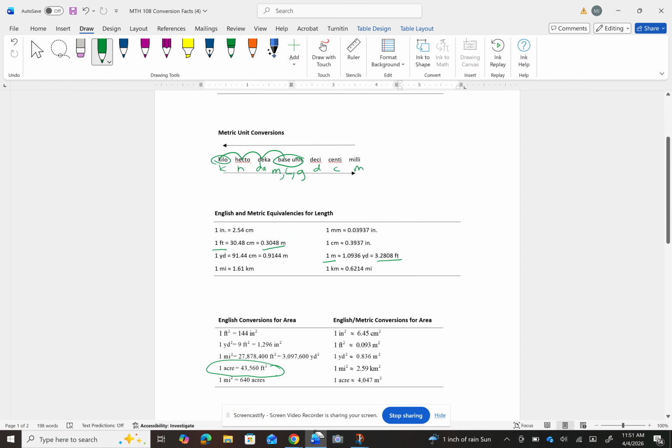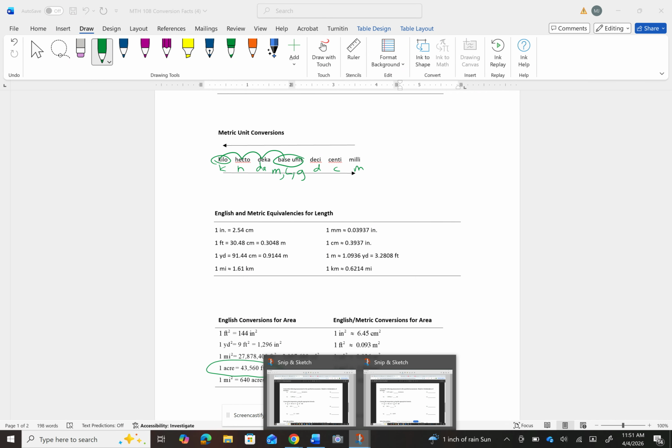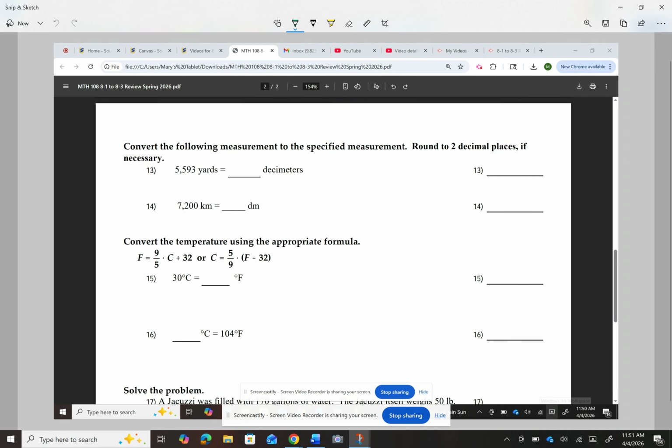And this one is going to be a little weird because once I go to feet, I can get from feet to like meters, and then maybe from meters to decimeters. So let me think about it again. I want to go back to the snip. All right, so I'm trying to go from yards to decimeters.